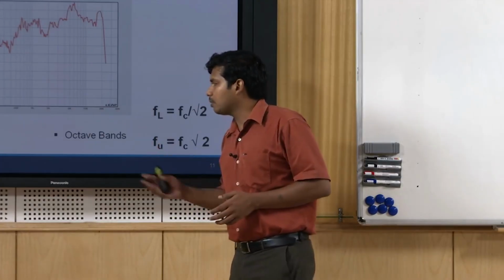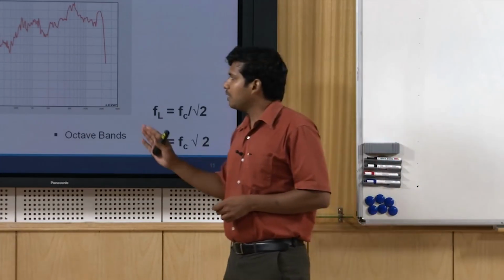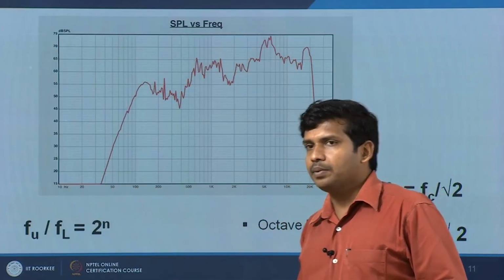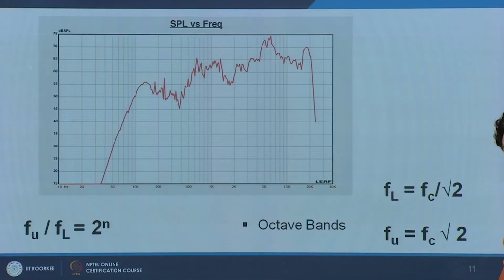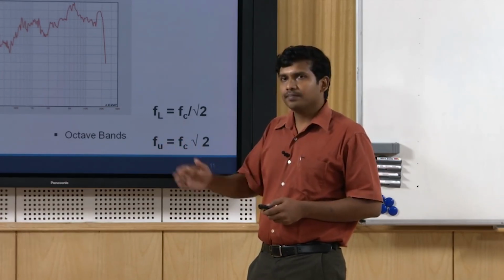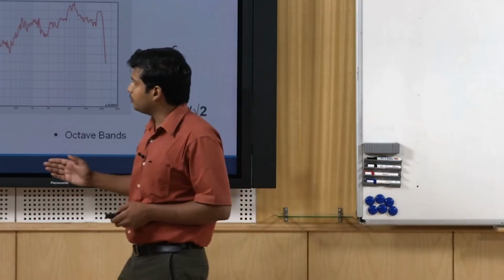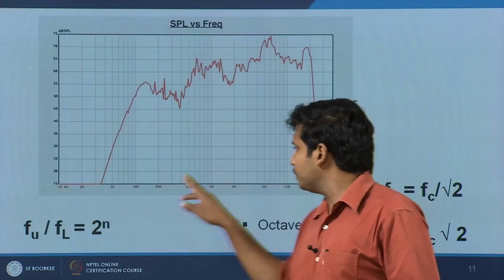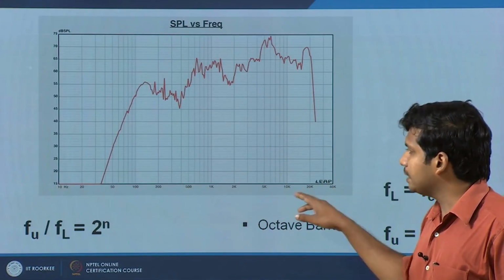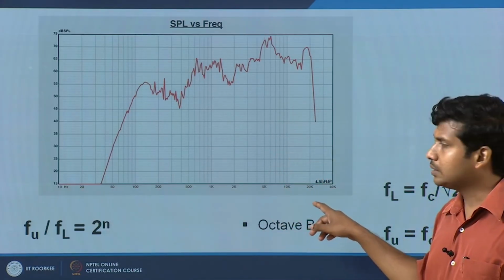The simple, most common thing we use is the octave band, that is 2:1. So you have a center frequency, for example 500, the next center frequency would be 1000, then 2000, 4000. Typically our interest would lie somewhere between 31.5 hertz to 16,000 hertz, or in some cases it would go from 16 hertz to 20,000 hertz, or 20 kilohertz.